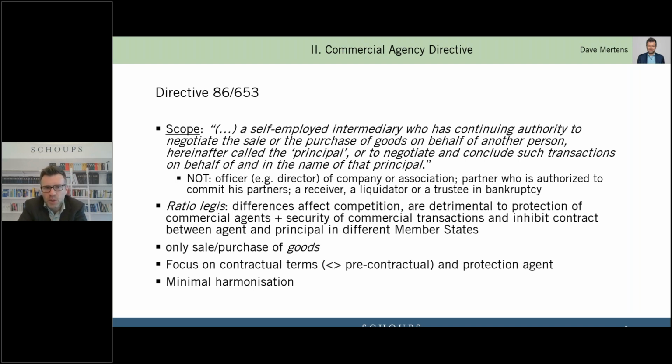As I mentioned, and that's quite important, it's only for the sale and purchase of goods. So if you're talking about commercial agency for services, financial services or other services, you do need to check: does the law that I choose also have the corresponding protection, yes or no, for services? And depending on whether that's a good thing or bad thing, you decide on that law or not, or you expand the focus of your contract to services.